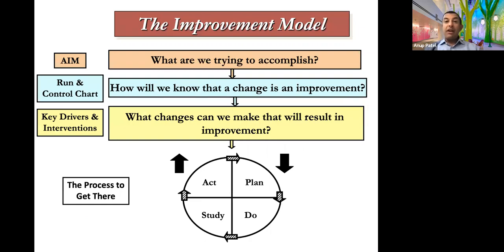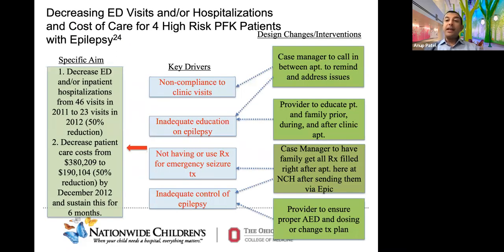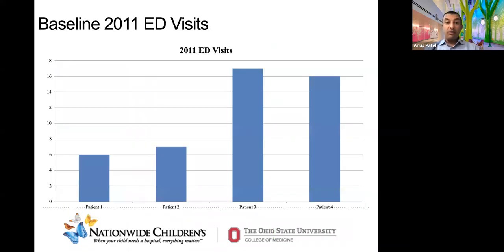So we used the IHI model, which is the improvement model I hope you're familiar with, that's broken down into these three buckets. And we made this almost a pilot, or what we call a PDSA, Plan, Do, Study, Act cycle, where we just started with 4 kids who were using the emergency department a lot for their epilepsy care, just to see what we could do for their costs. And really, we used the quality improvement methodology, developed our drivers and our interventions to see if it could work.